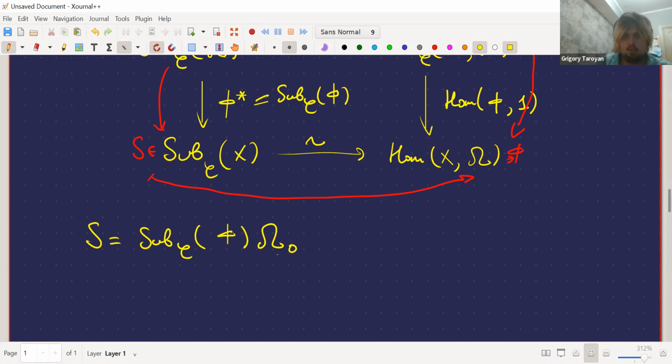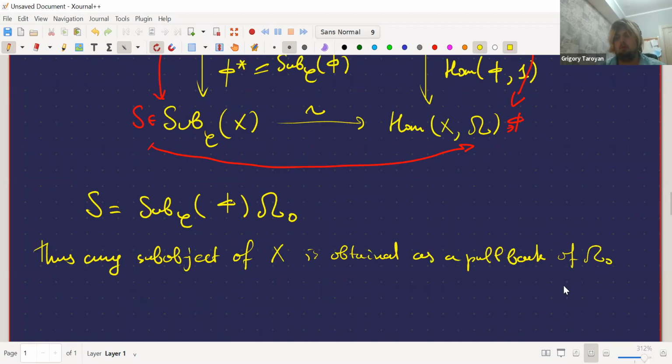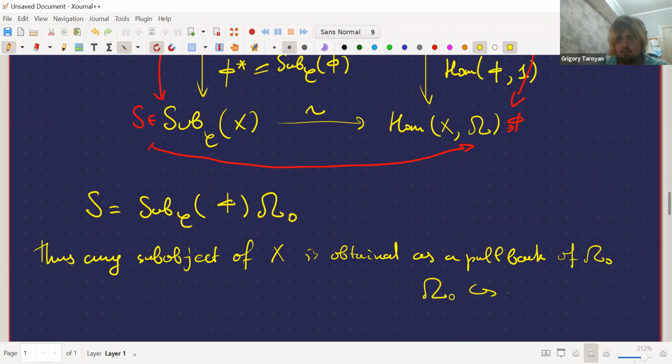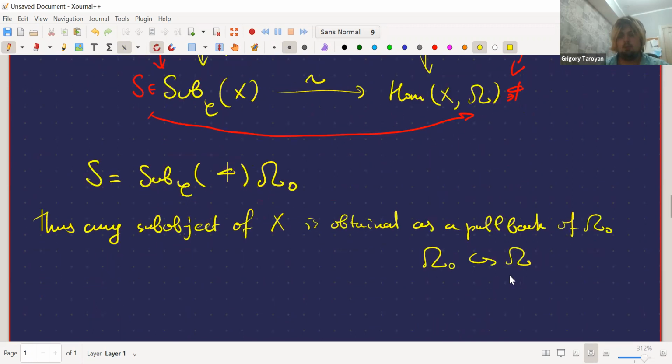And so thus any subobject of X is obtained as a pullback of omega 0. So potentially we already got our classifying map, our subobject classifier, which is just an inclusion from omega naught to omega. And we also got our map, which pulls everything back, so this characteristic function. But we actually need to check that for each subobject, this phi is unique. That's what we will do now. So we need not only to check that phi is unique, but also to check that, in fact, this thing should be the terminal object in the category. And we will do it in just a moment.